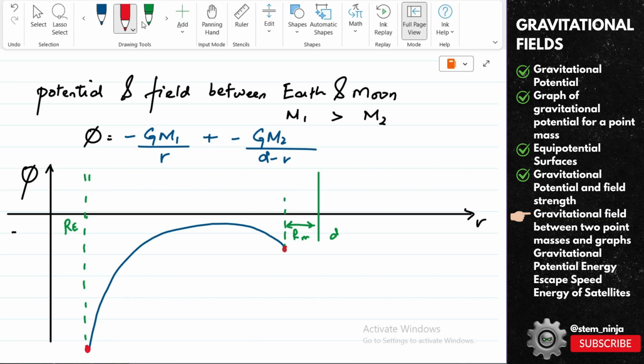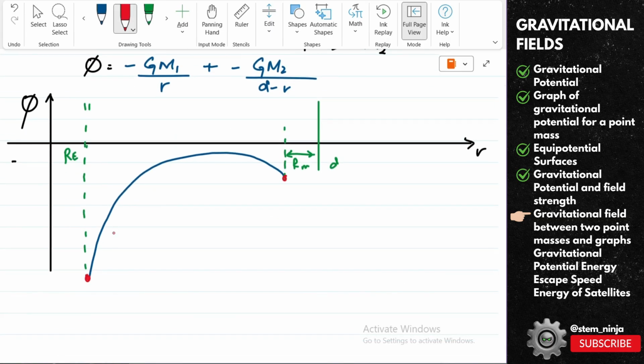The features of the graph are the same as before. Field direction: the gradient direction positive means the field is towards the Earth. The field becomes temporarily zero where dV over dr becomes zero. This means that g is zero.